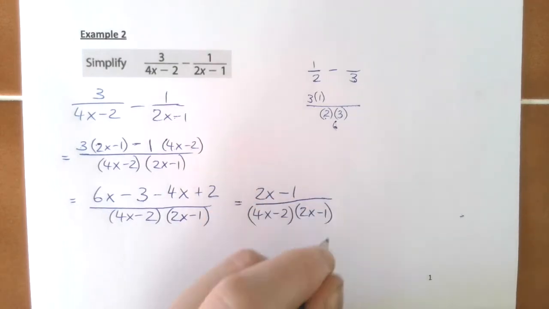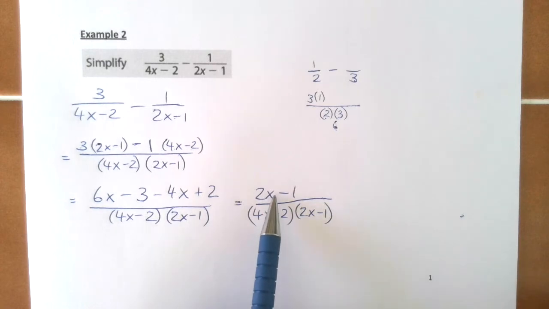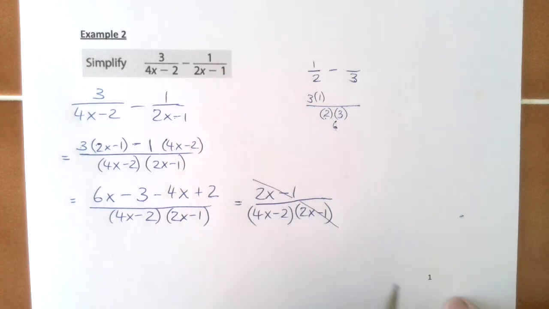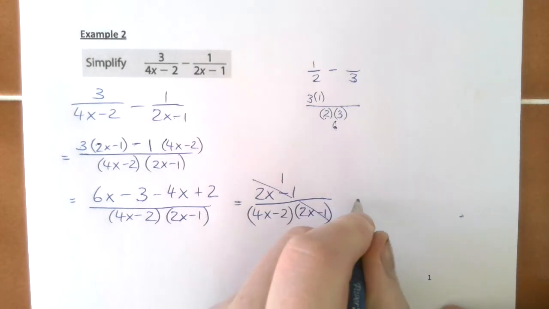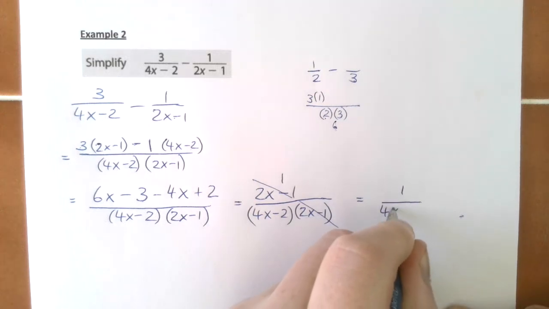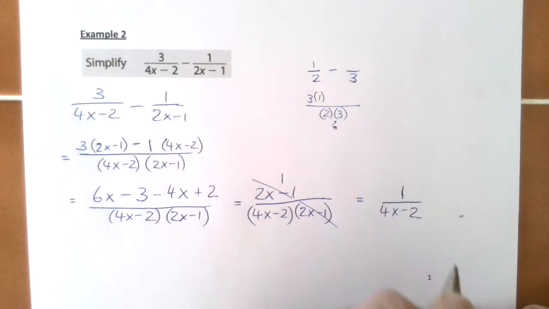Now you can see something happening here now. 2x minus 1 is on the top, but 2x minus 1 is also on the bottom. Anything divided by itself is 1. So then to simplify it further at the very end, it's going to be 1 over 4x minus 2. Now this doesn't always happen, but it just happened in this particular example.